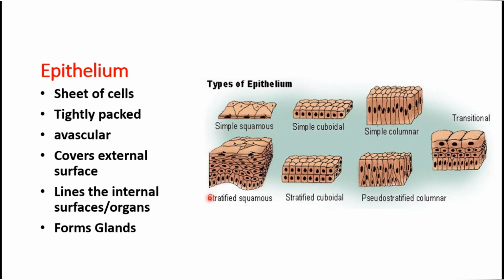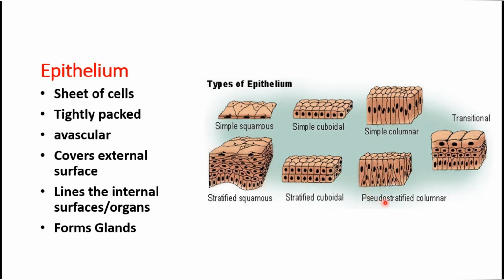The other type of epithelium is stratified epithelium. In stratified epithelium you have more than one layer of epithelial cells. As you can see here, we have multiple layers of epithelial cells resting on the basement membrane. Then we have certain special types of epithelial structures.